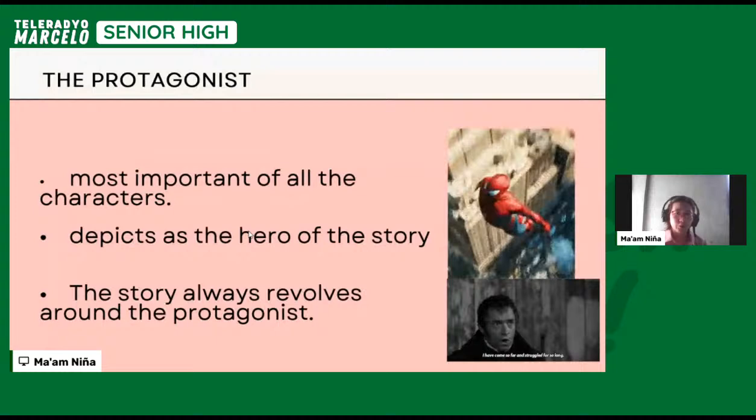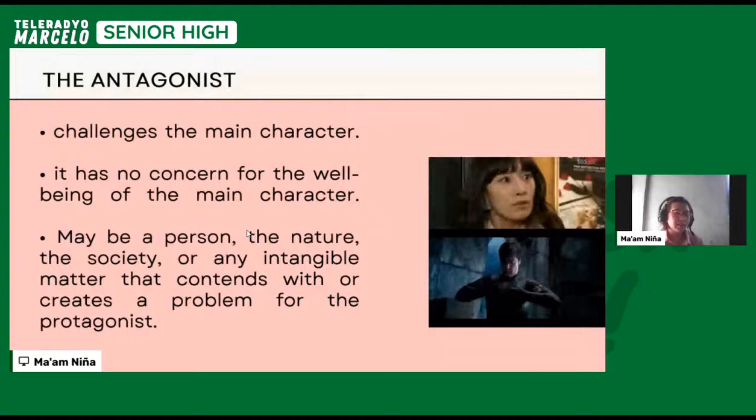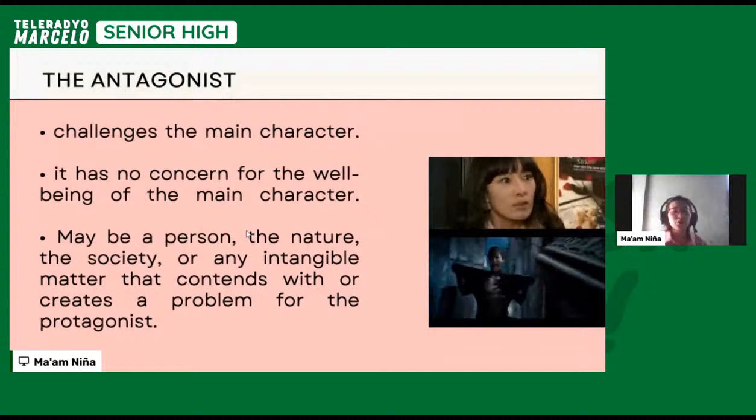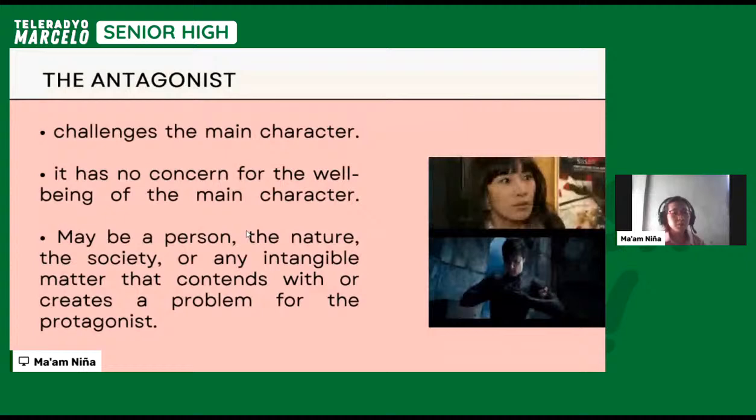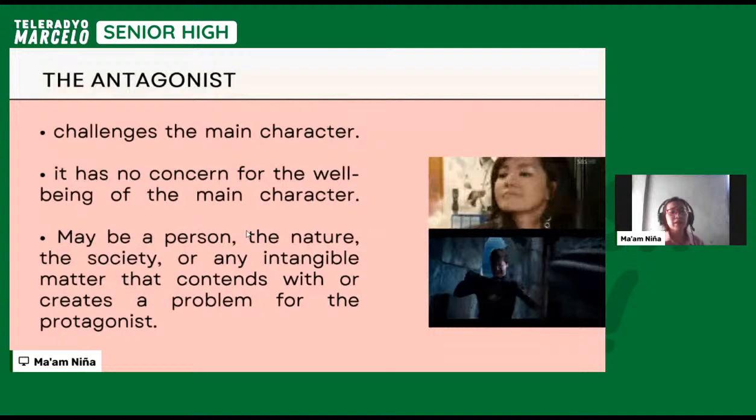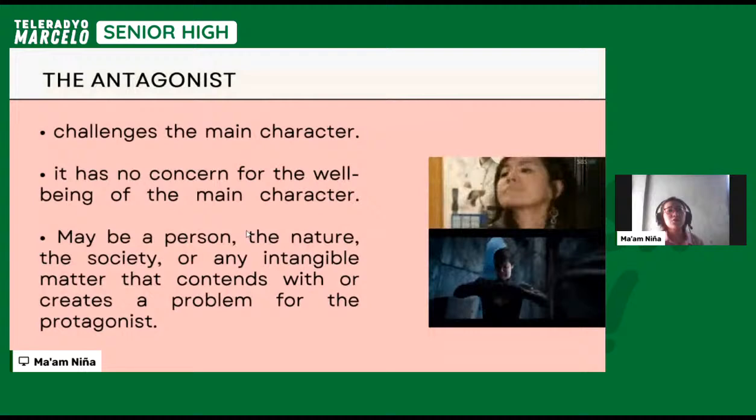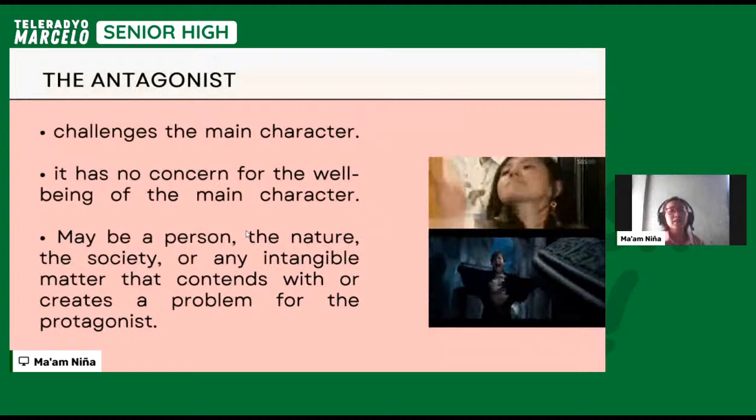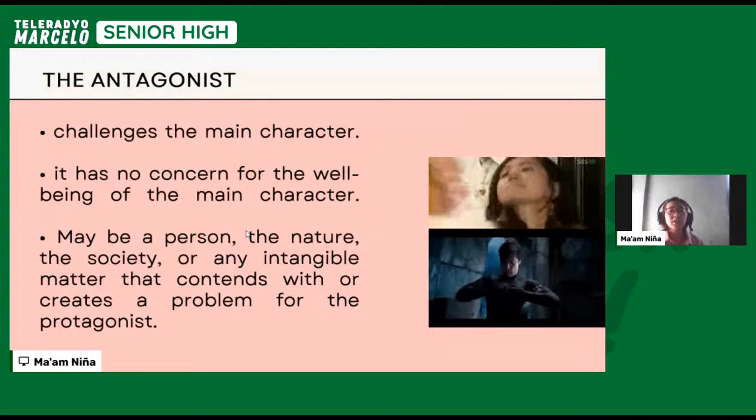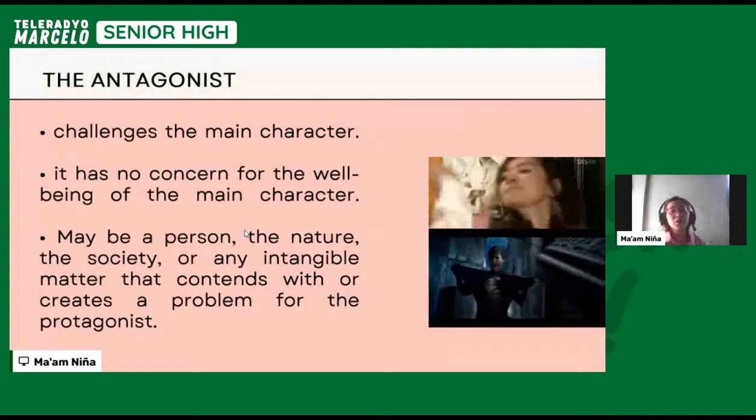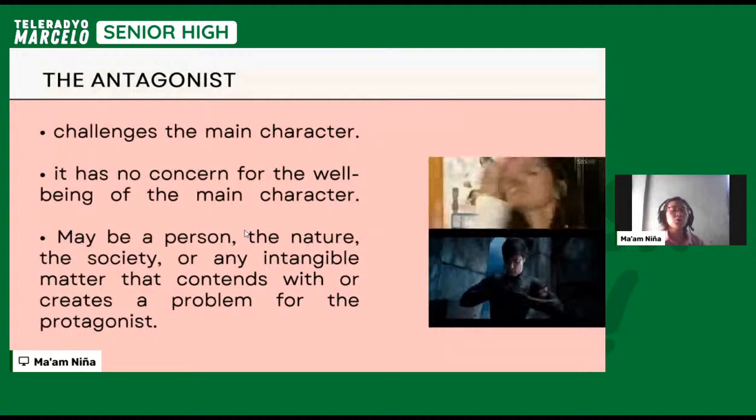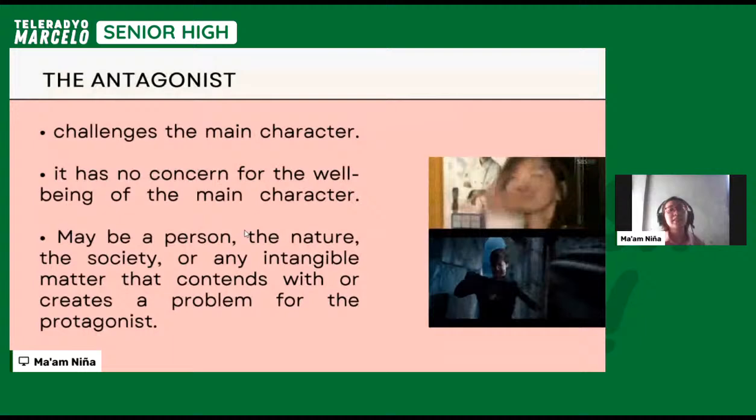Meanwhile, what is the antagonist? The antagonist challenges the main character. It has no concern for the well-being of the main character, our protagonist. It could be a person, nature, society, or any intangible matter that contends with or creates a problem for the protagonist. If you have seen some movies or books, the antagonist could be nature, like a typhoon or earthquakes. We have natural calamities, and there could also be plagues, for example. In society, there could be bullying, a group of bullies, or oppression. That could also be the antagonist in a story. So we don't only refer to people here. They could be a person, nature, society, or any intangible matter.